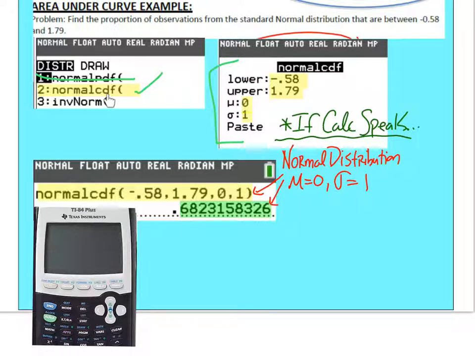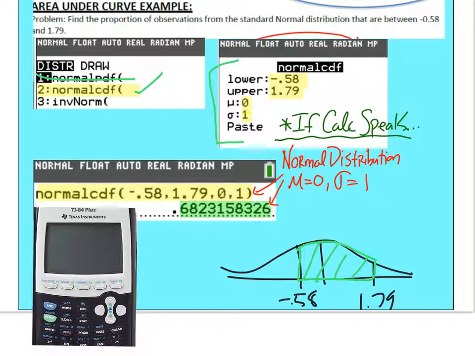For normal CDF, it's not hard to remember what you type in, but we start using this list more later in the book, and you don't want to have to remember. You want them to prompt you. So here's what they're going to prompt you for: the lower bound, the upper bound, the mean, and the standard deviation. So remember on our curve, they wanted to find this region in between negative 0.58 and positive 1.79.